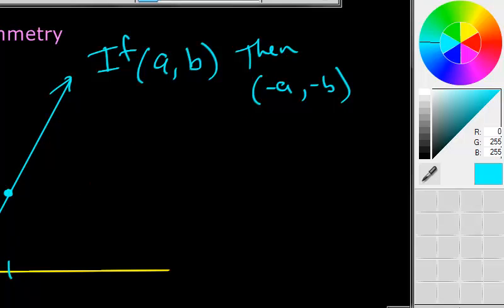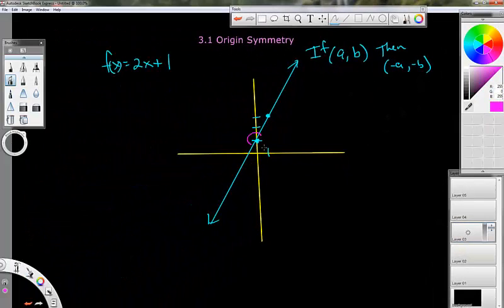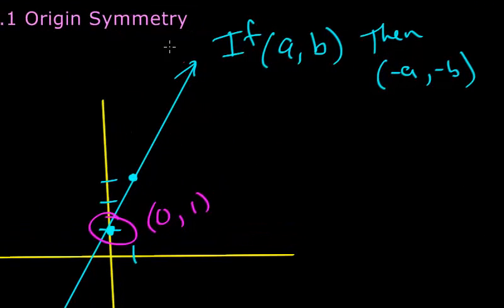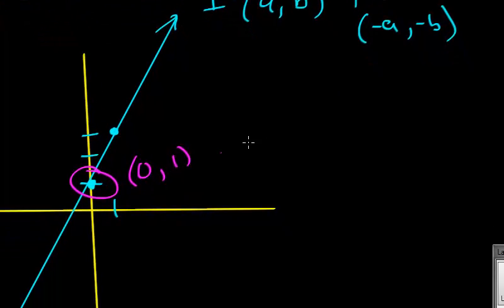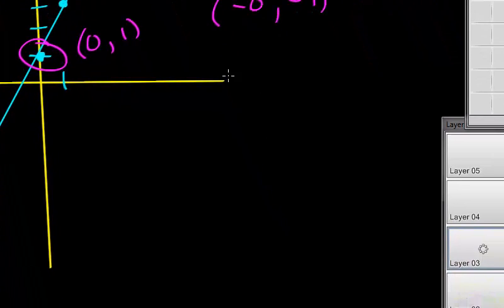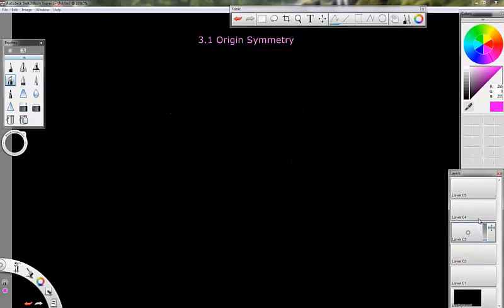Okay, let's take a point right here. That point is on that graph. It is (0, 1). If this thing has origin symmetry, then the negative version of that, (negative 0, negative 1), has to also be there, which would be (0, negative 1), because there's no such thing as negative 0. Is that point on the graph? No, it's not.